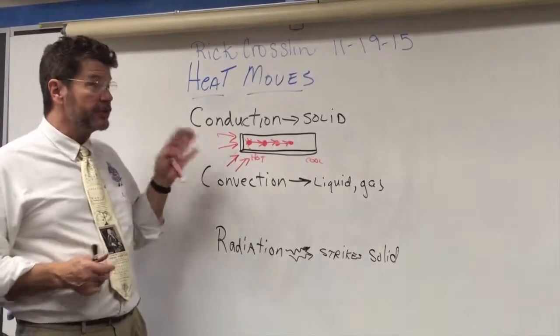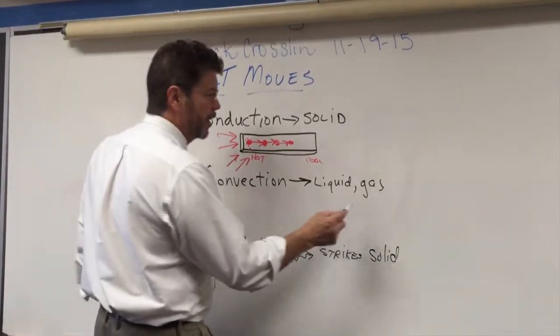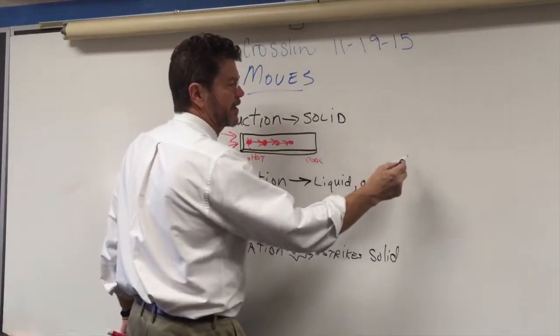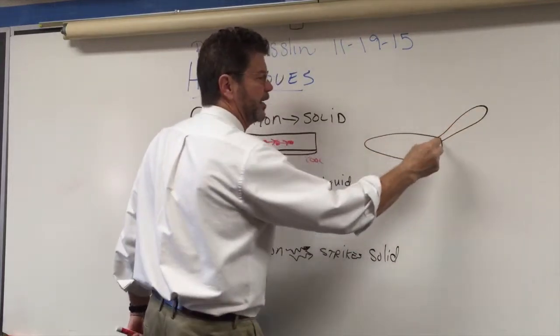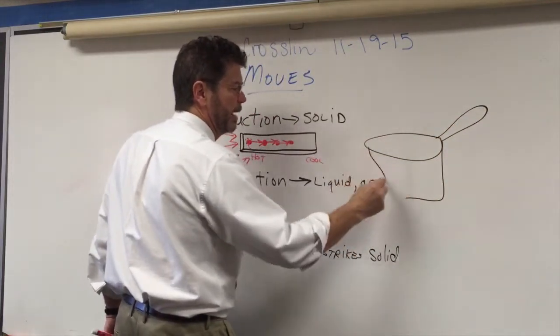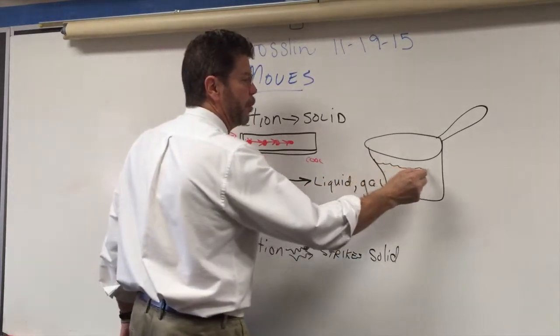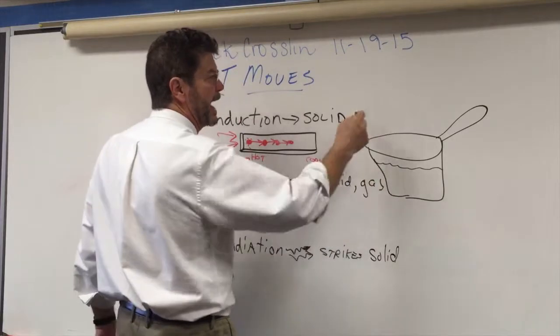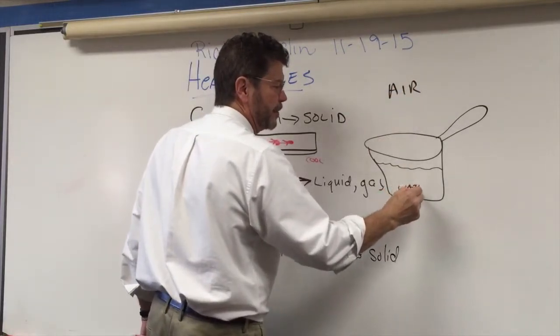So that was conduction through a solid. Check this out. Here, let's move over here. You've probably seen something like this before. We have a large pan with a handle. And remember I said convection is through a liquid. We'll put some water in here. And a gas. So we have air up here, and we have water down here.